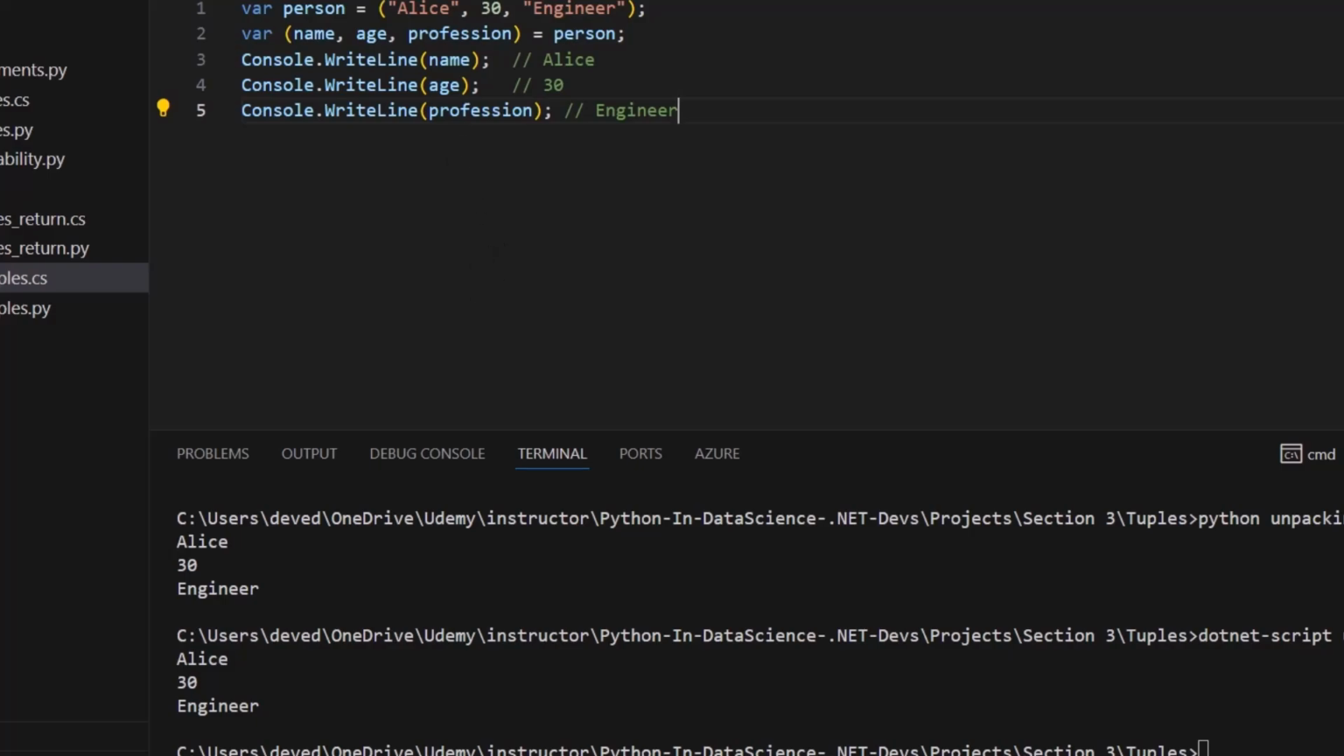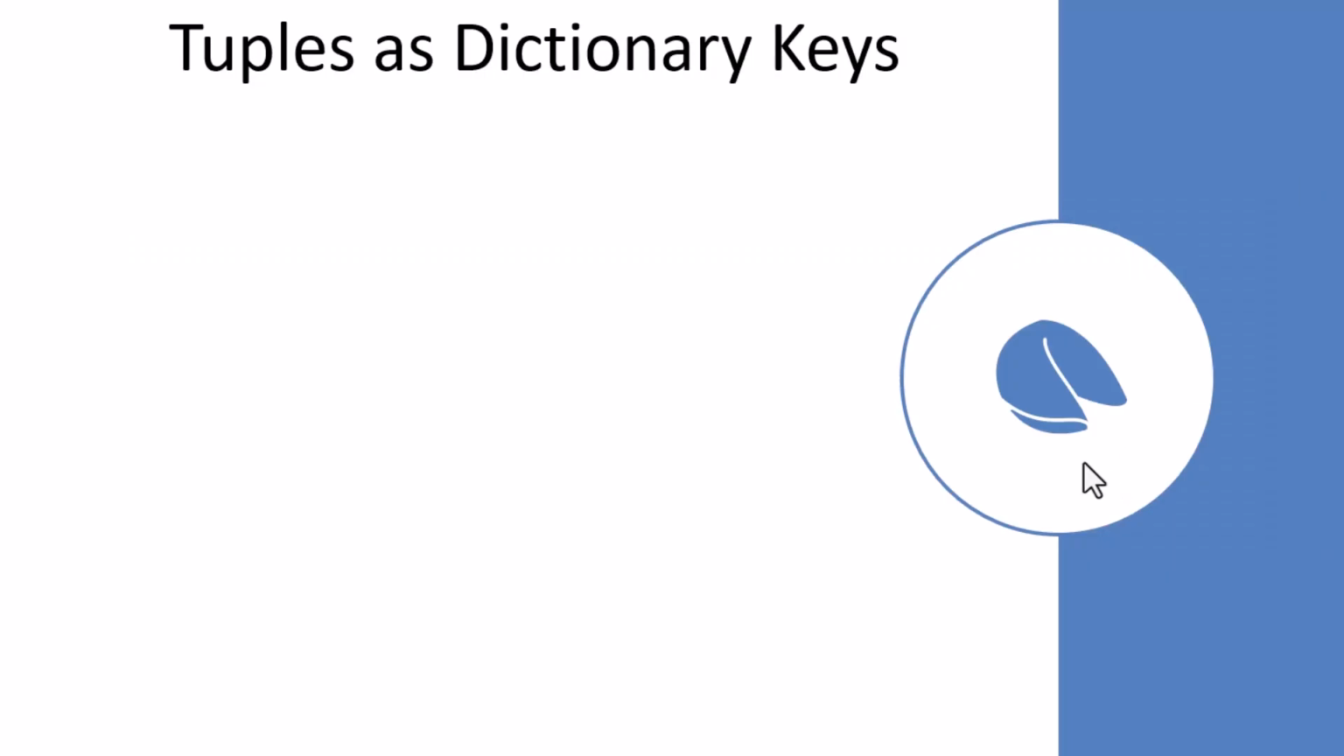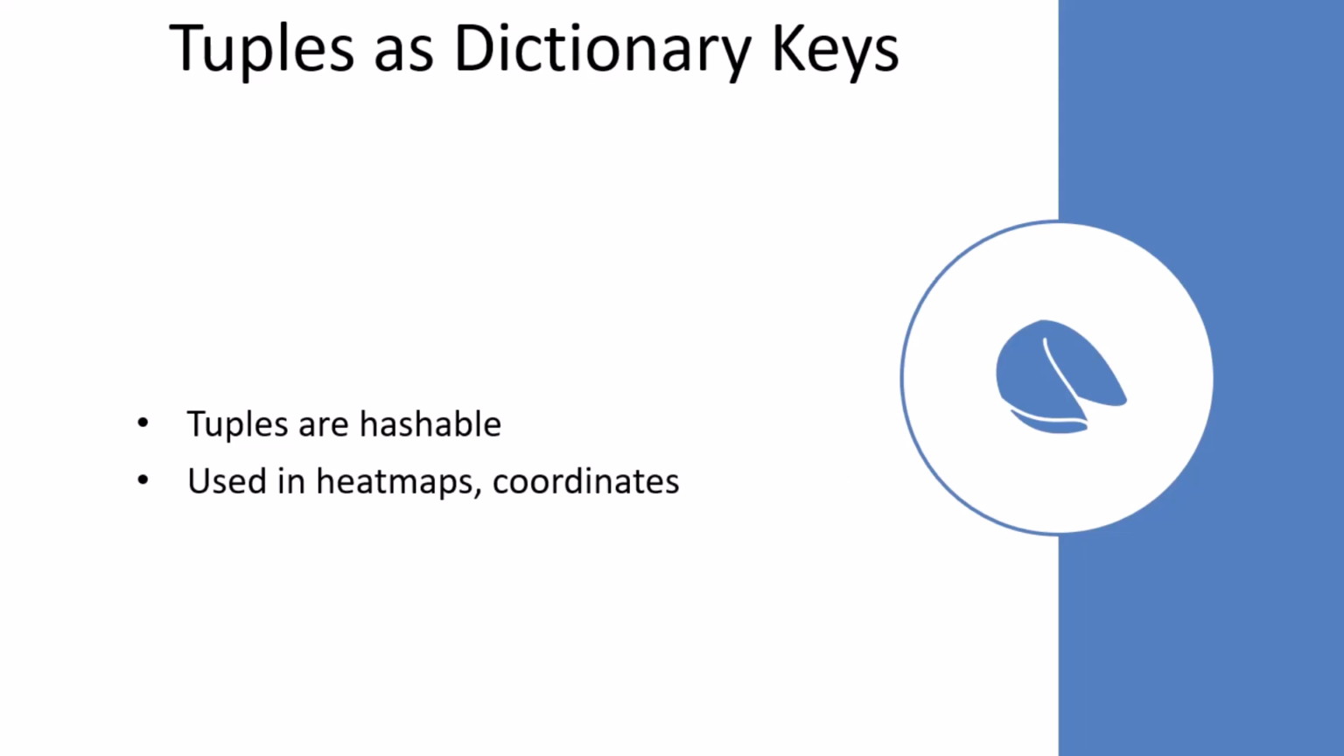Next, let's see tuples as dictionary keys. Tuples are hashable, as I told you a while ago, and they can be used in heat maps and coordinates because they are immutable. So they are very useful in coordinates and heat maps. We'll show it in an example. Keys like X and Y for data science tasks are a perfect fit for tuples. Okay, so let's see.